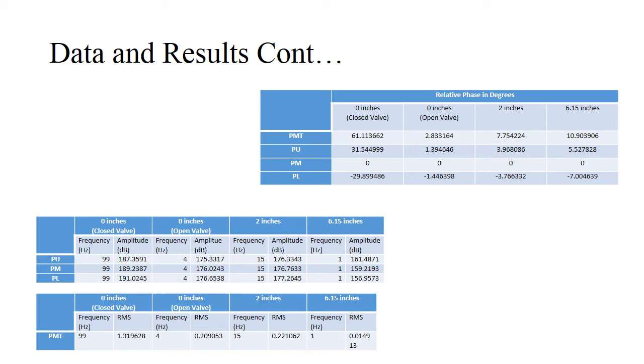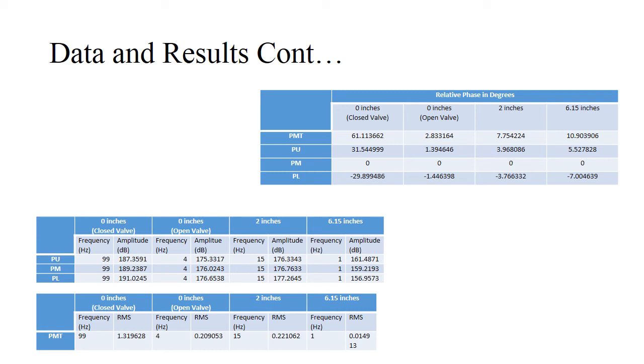I then calculated the relative phase angles of the pressure and radiation signals by calculating the difference between each signal and the middle pressure sensor. PMT here represents the photomultiplier. The relative phase angles can be seen in the table to the top right. The tables on the bottom left show frequencies and amplitudes in decibels for the 3 pressure signals and the frequency and RMS of the PMT signal at the 4 conditions tested in the experiment.